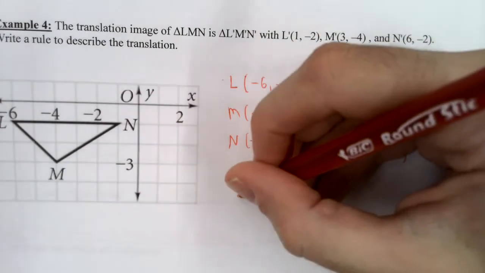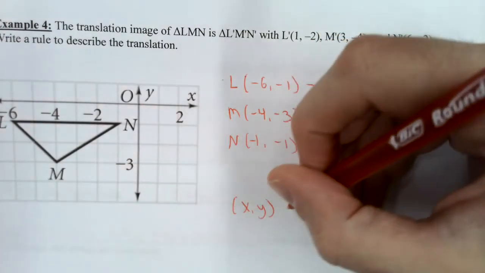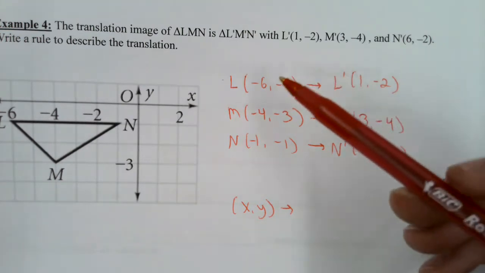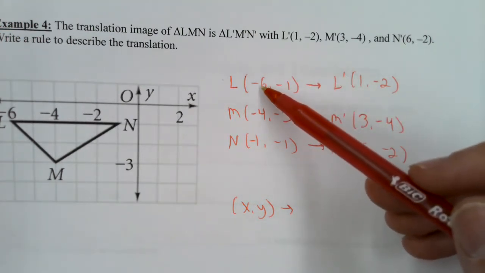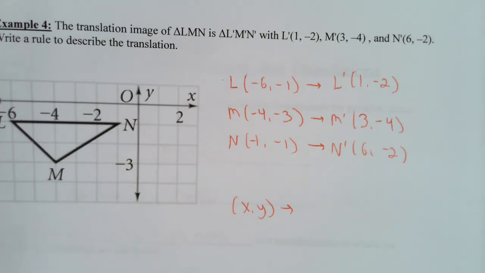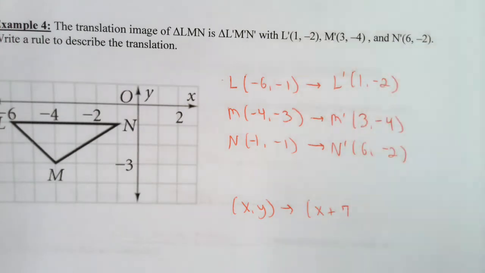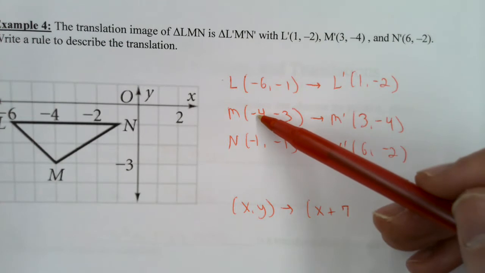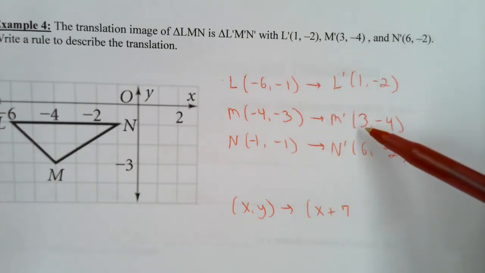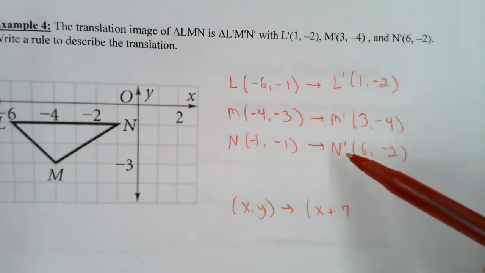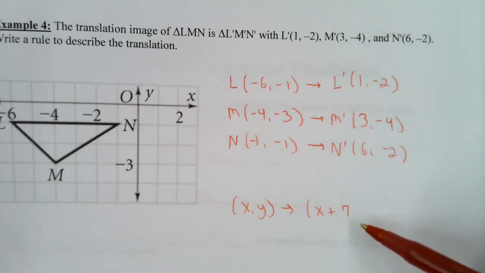So the question is, what is the rule? You have to write the rule. I'm going to say (x, y) maps onto. You have to figure out what the rule is. So let's focus on the x's first. To go from L to L prime, you're going from -6 to 1. That means you are adding 7. Let's verify that with M and N. For M, you're going from -4 to 3, so again, you're adding 7. For N, you're going from -1 to 6, so again, you're adding 7.